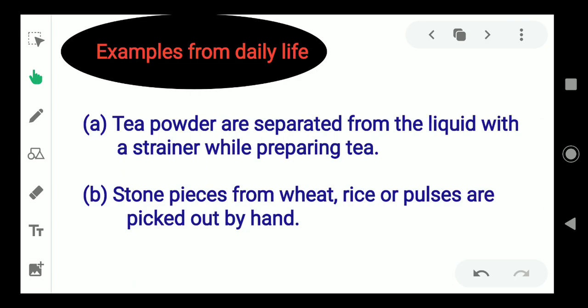Can you tell some examples from daily life of separation of substances? First one, tea powder is separated from the liquid with a strainer while preparing tea. When you are preparing tea or coffee, you separate the liquid from the powder using a strainer. Another example, stone pieces from wheat, rice or pulses are picked out by hand. You might have seen your mother hand picking unwanted items from the rice, wheat, pulses, etc. Please find more examples from daily life.